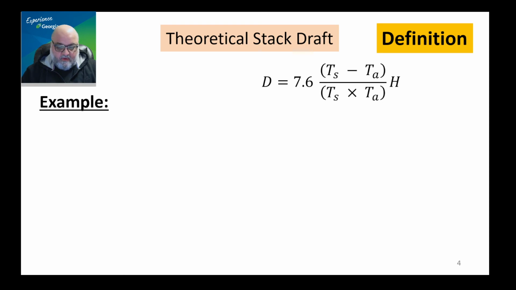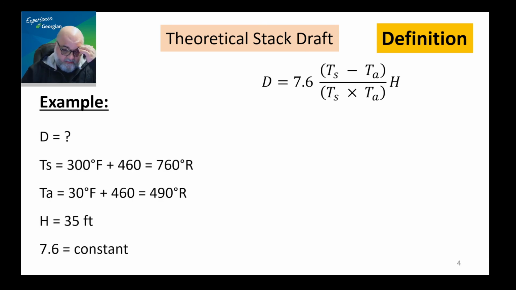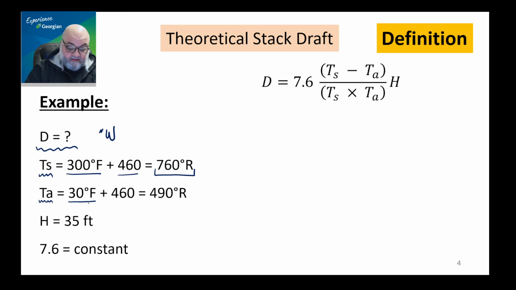All right, so one of the very realistic practical examples is to measure the theoretical stack draft in inches of water column when the average stack temperature is 300 degrees Fahrenheit. So we add 460 and it turns into 760. And the outside temperature is 30 degrees Fahrenheit. We add 460 to convert it to Rankine, so we get 490 Rankine.